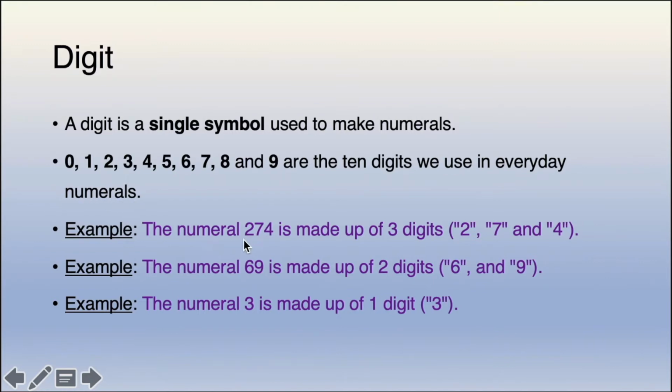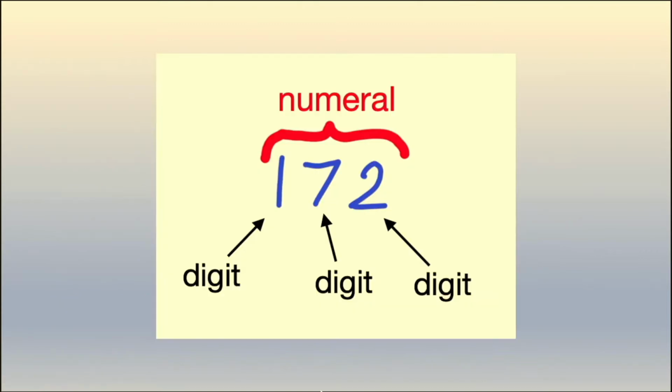So the numeral 274 is made up of 3 digits, digit 2, 7 and 4. Then the numeral 69 is made up of 2 digits, 6 and 9. And the numeral 3 is made up of 1 digit, that is 3. So over here, this is a 3-digit numeral 172 made up of digits 1, 7 and 2.